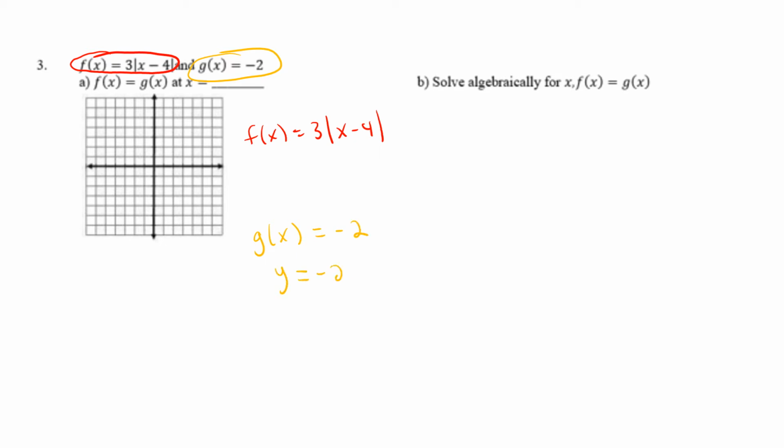So that's at y equals negative 2. That's a horizontal line down 2. So we end up right here. Horizontal line down at 2. That's g of x.